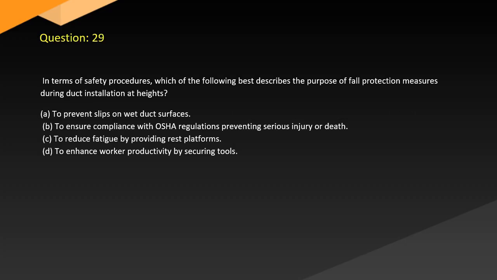Question 29. In terms of safety procedures, which of the following best describes the purpose of fall protection measures during duct installation at heights? A, to prevent slips on wet duct surfaces. B, to ensure compliance with OSHA regulations preventing serious injury or death. C, to reduce fatigue by providing rest platforms. D, to enhance work productivity by securing tools.